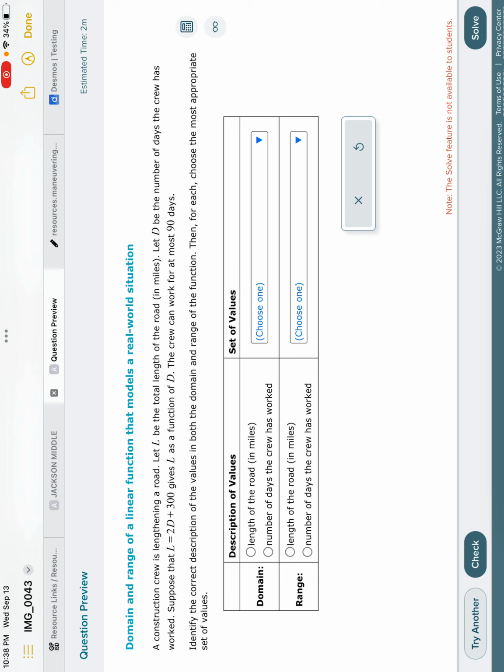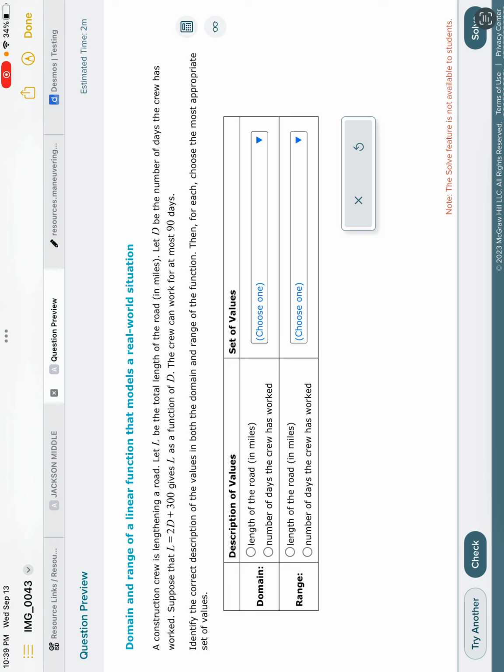Then it says the crew can work for at most 90 days. And then if I look at the problem, it wants me to determine what is my domain in the problem, if it's the length of the road or the number of days. And then the other has to be the range, right? And then we're going to end up choosing a set of values once we get to the problem here. This is just a screenshot, so I can't really click on them. But I'll show you what it looks like once we go to the ALEKS website, okay?